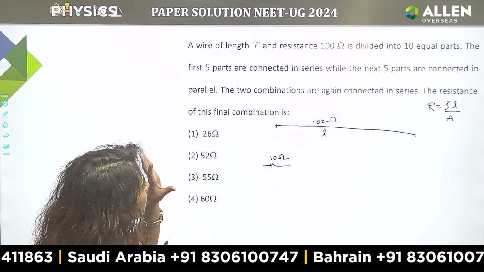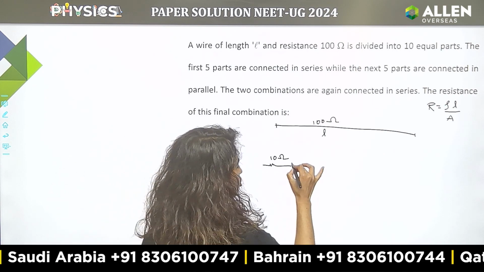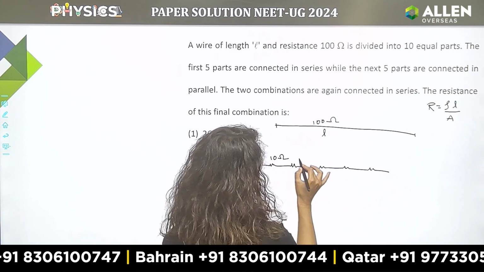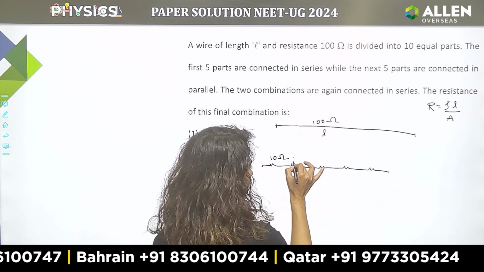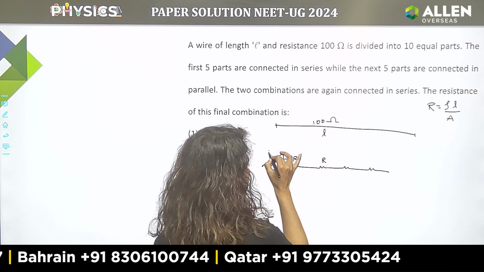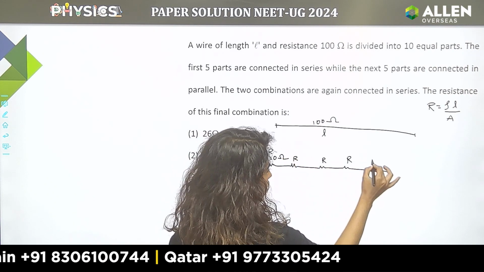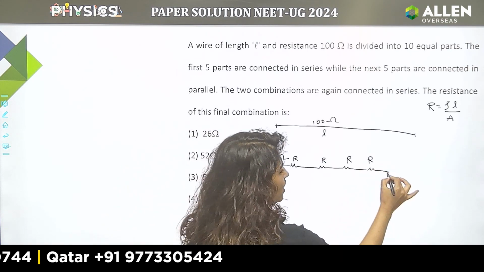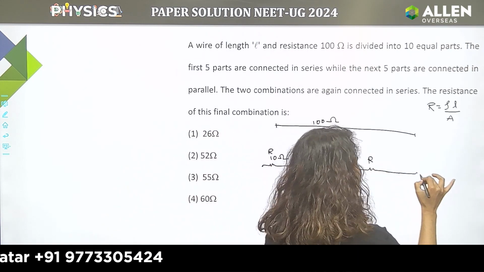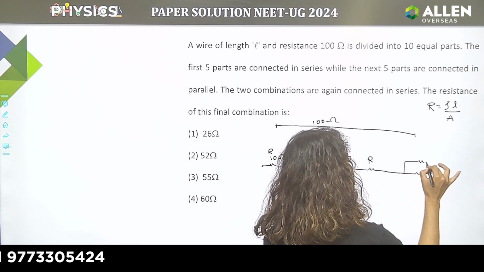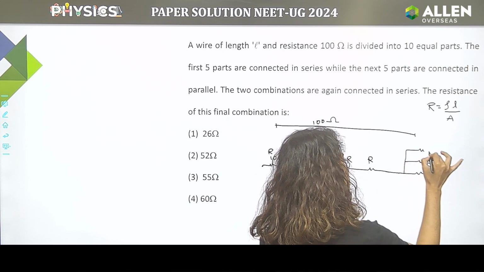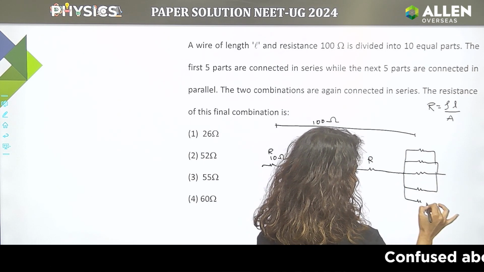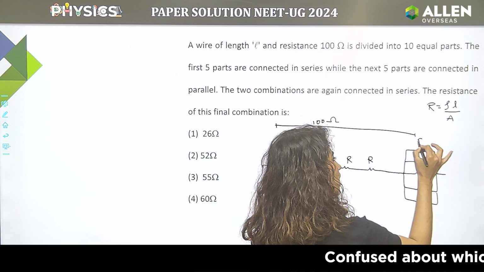It says that 5 of them are connected in series. So if 5 of them are connected in series, this is how the diagram should look like. All of them 10 ohm. So I can write R, R, all of them are R, and value of R is 10 ohm. So 5 of them in series, and this is then connected to 5 other resistors which are connected in parallel.